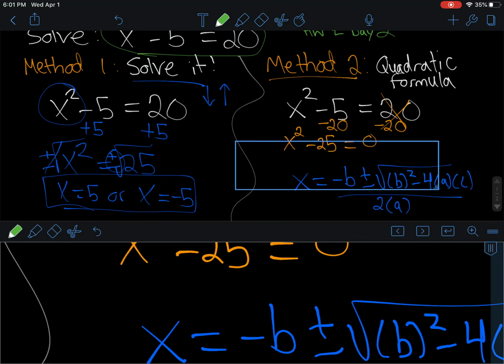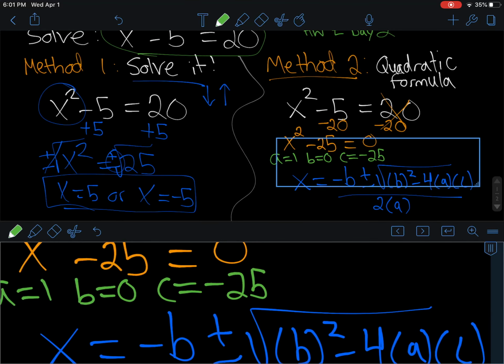You're using the quadratic formula, but remember, in this case, A is 1, B is 0, there's no linear term, and C is negative 25. And then again, what you do then is you just do the quadratic formula.